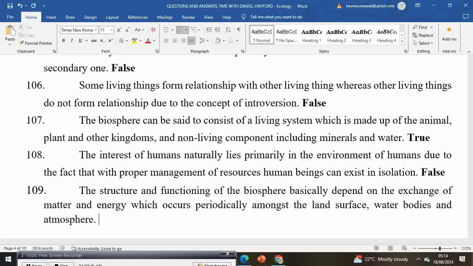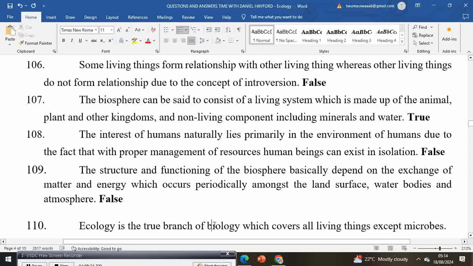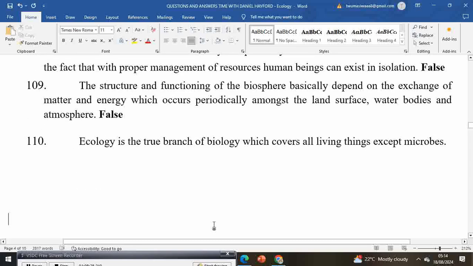Question 109. The structure and function of the biosphere basically depend on the exchange of matter and energy which occurs periodically among the land surface, water bodies, and atmosphere. That statement is false. Why is it false? The word periodically makes it false. It should be constantly or something like that.